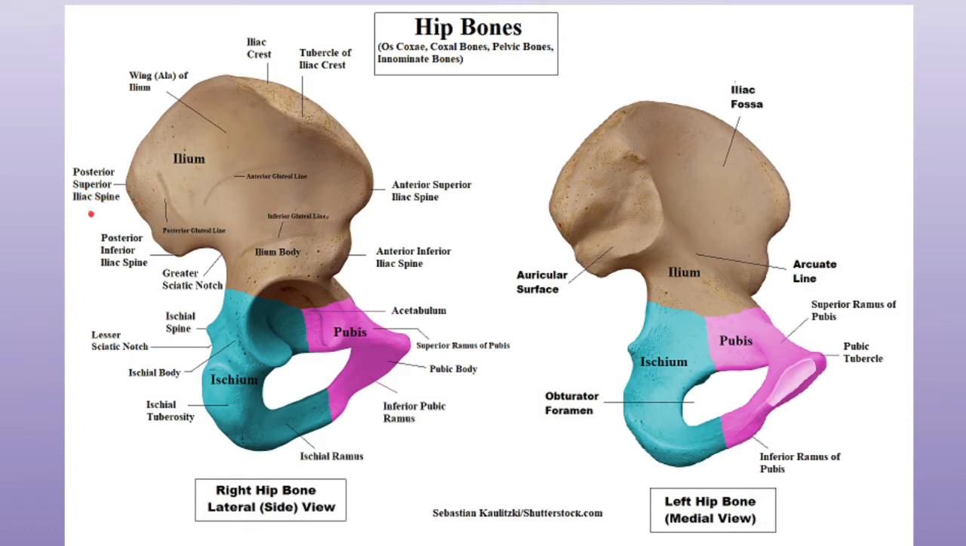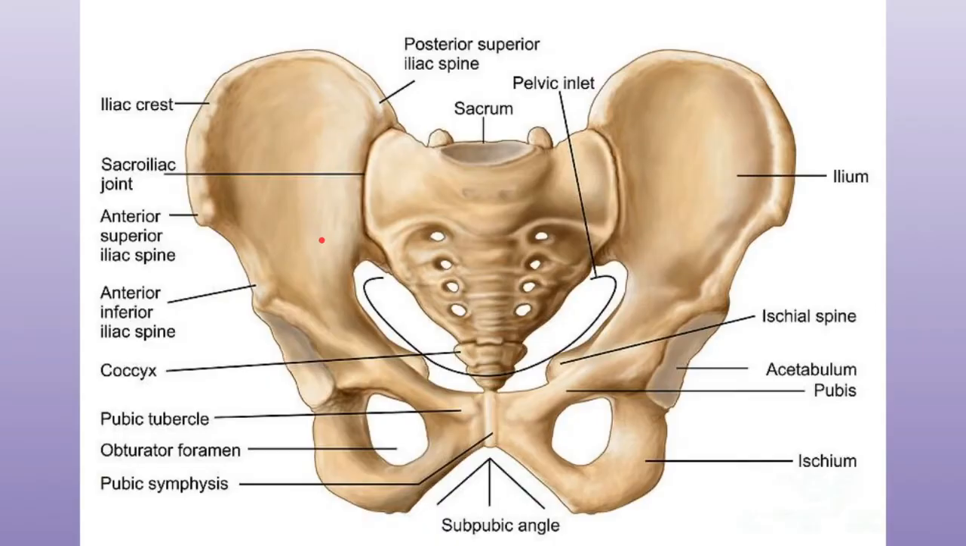This is the posterior superior iliac spine. Now this PSIS is basically present lateral to the second sacral spine. Now the anterior border, this is the anterior border. It will be seen best from over here. Now as you can see, this is the anterior superior iliac spine, the posterior superior iliac spine, and this is the iliac crest.